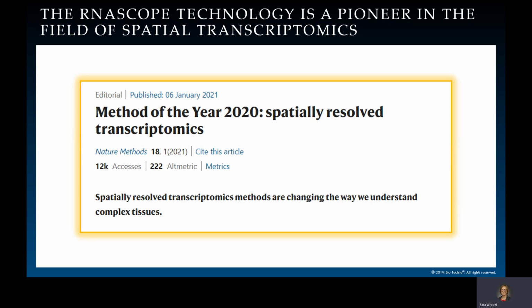And why are we here today? Why is understanding spatially resolved transcriptomics so important? Well, you're probably all aware that Nature Methods named spatially resolved transcriptomics as one of the most important areas and applications in research, in 2020 and again earlier this year, essentially changing the way we understand complex tissues. And at ACD, with our RNAscope technology, we're really proud that we've been at the forefront of spatial transcriptomics for over 10 years.